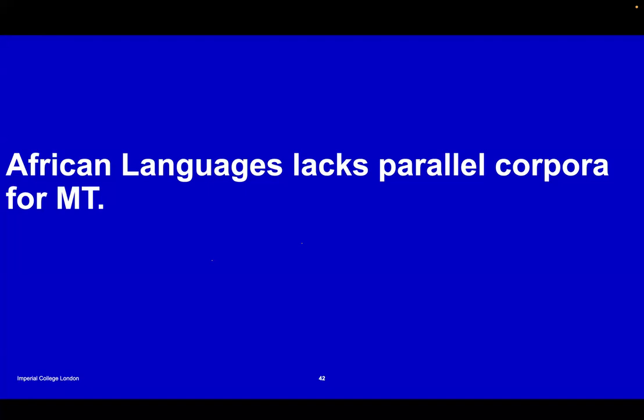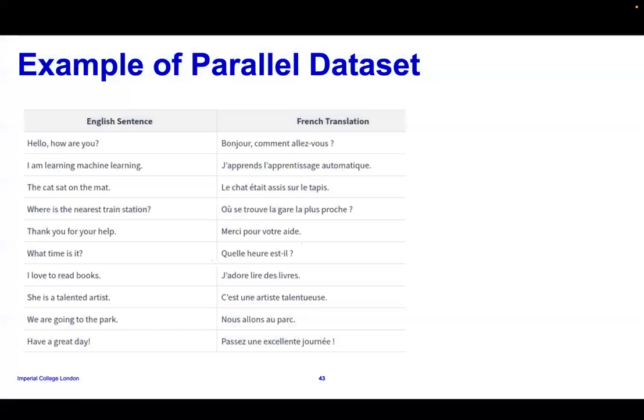Now, one thing we should know is that if you want to do machine translation, African languages do not have parallel corpus to do machine translation. So there are many ways. This is an example of parallel corpus. For example, this is "how are you" in English, and in French, "how are you?" "I'm learning machine learning." So this is what we mean by parallel corpus.